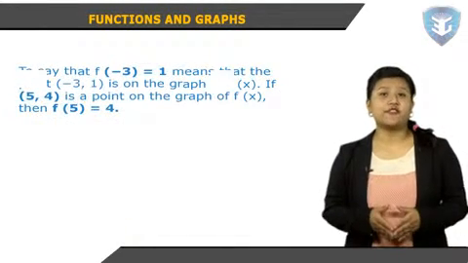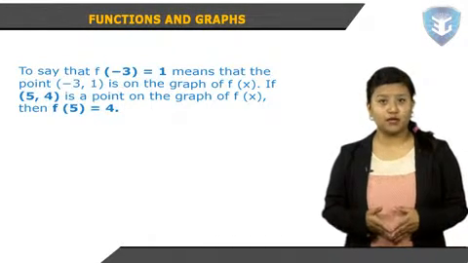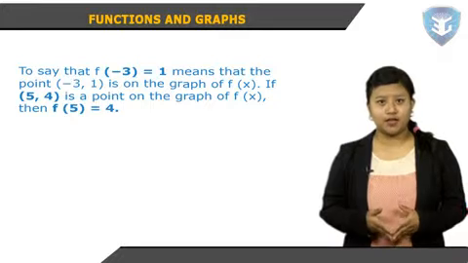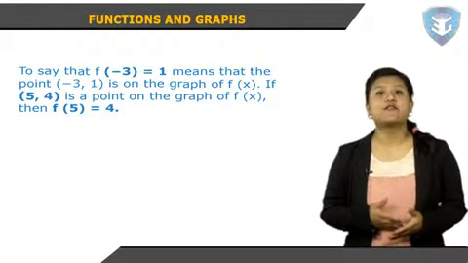To say that f(-3) equals 1 means that the point (-3, 1) is on the graph of f(x). If (4, 5) is a point on the graph of f(x), then f(4) equals 5.